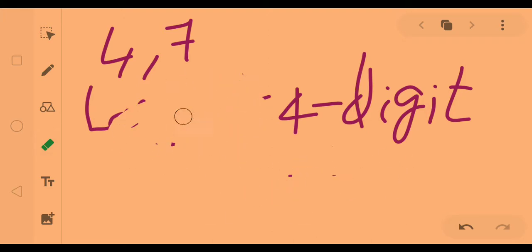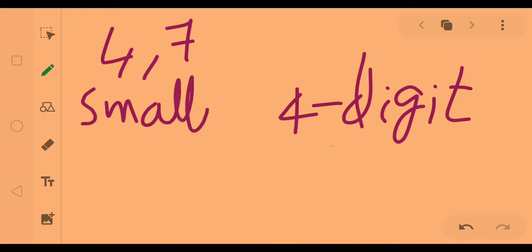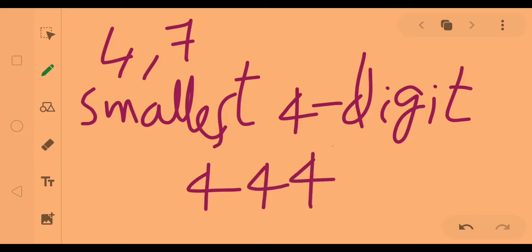Then we also need the smallest 4-digit number. How do we write it? Just as for writing the largest 4-digit number the larger digit is repeated, for forming the smallest 4-digit number the smaller digit is to be repeated. The smallest digit is 4, so the smaller digit is repeated thrice, 3 times. Then at last we write the larger digit. So the smallest 4-digit number using 4 and 7 is 4447. I hope you understood.